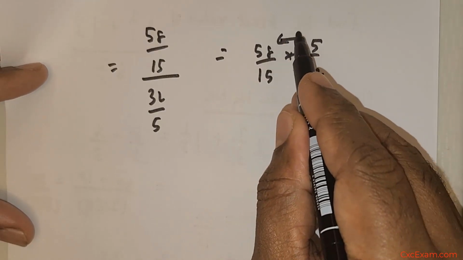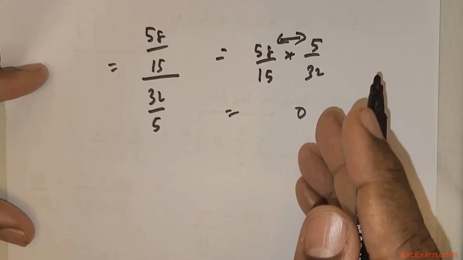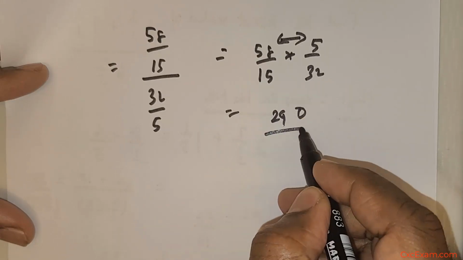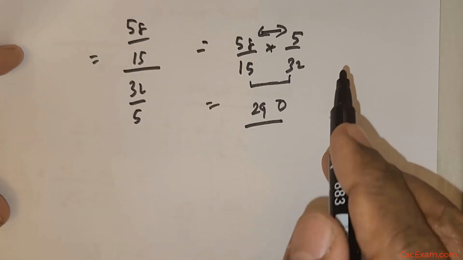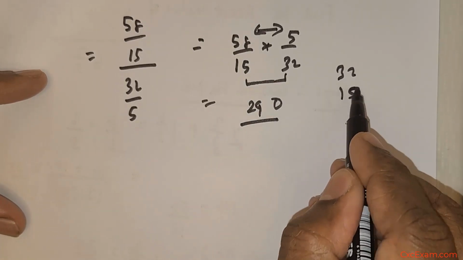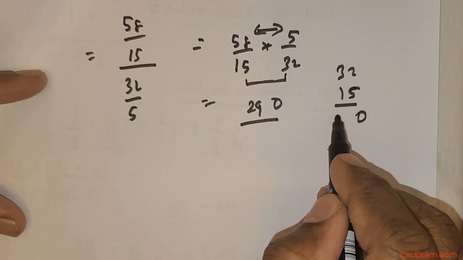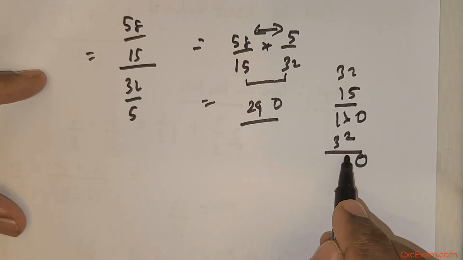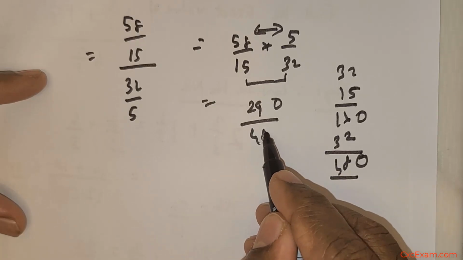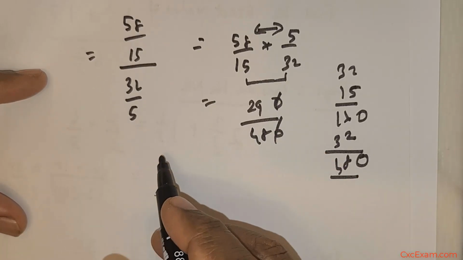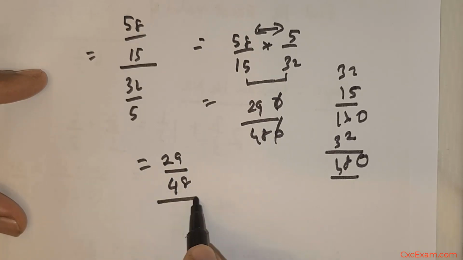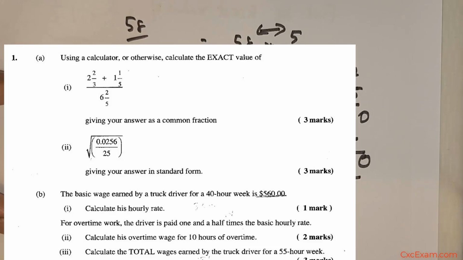You can multiply these two. 5 times 58 is 290, and 15 times 32 is 480. Now the 0 gets cancelled, giving us 29 over 48. This is the solution to the question.